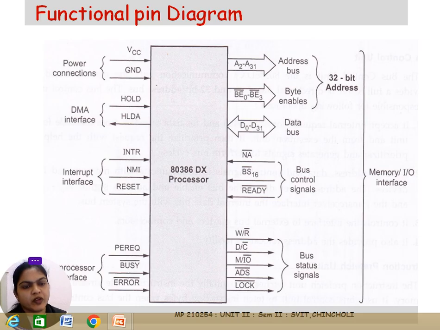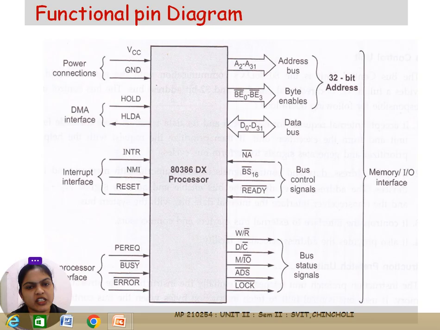Everyone, today we will see the functional pin diagram of 80386. We know the basic difference between the 8086 and 80386 microprocessor. In 80386, whatever flag register, whatever control register, whatever number of registers we have, all are of 32 bit size, while for the 8086, the size of the register is 16 bit.